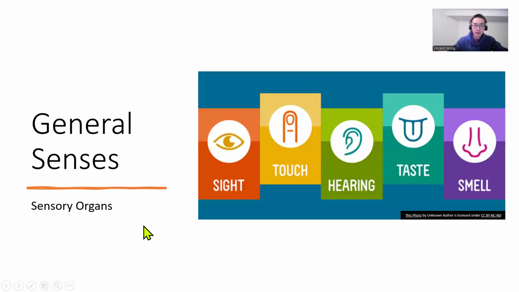Of course, as you know, we have 5 general senses: sight, touch, hearing, taste, and smell. We will be spending much of the emphasis on sight as well as hearing, and then we will briefly touch upon the other 3. Most of the lecture will be on the anatomy of the eyes as well as the anatomy of the ear.